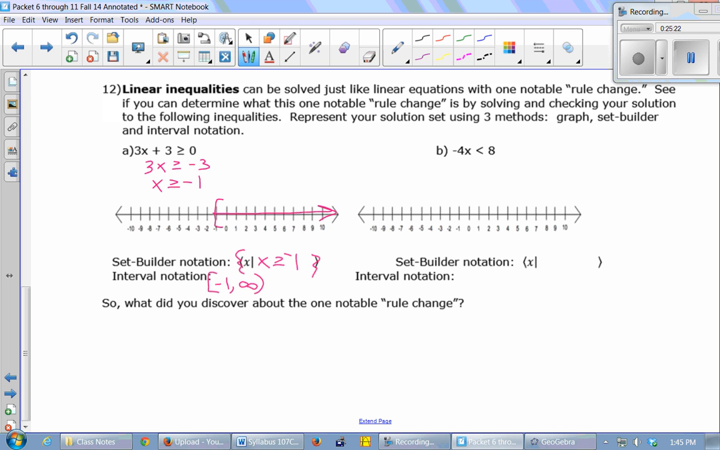All right, let's do the same thing for b. Just follow our standard procedures. I'm going to divide both sides by -4. So I get x is less than -2. So let's check our solution set. Pick any number smaller than -2. -5. -4 times -5 is +20. Is 20 less than 8? No, so something messed up here.